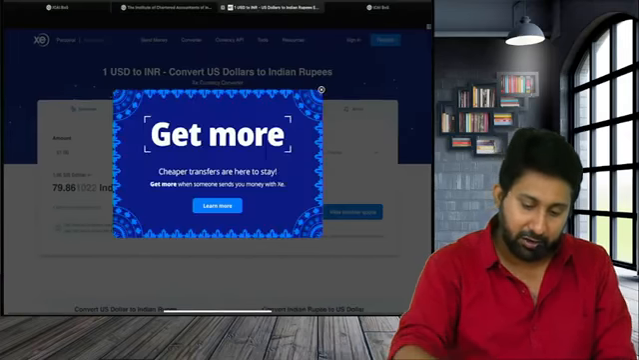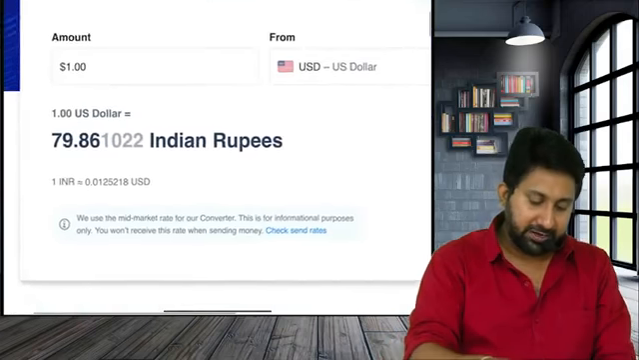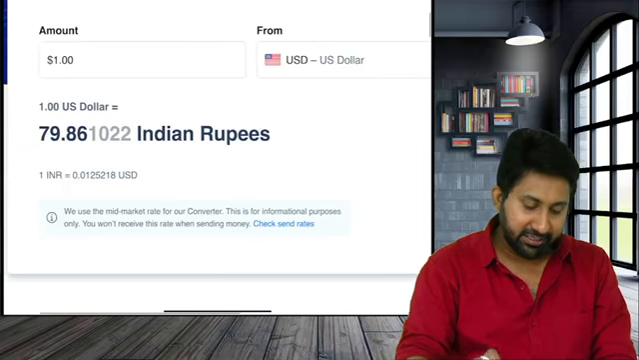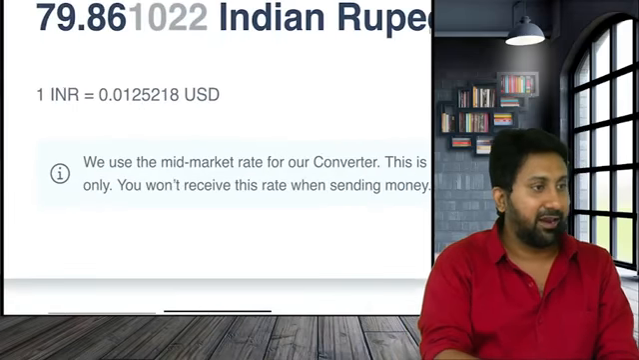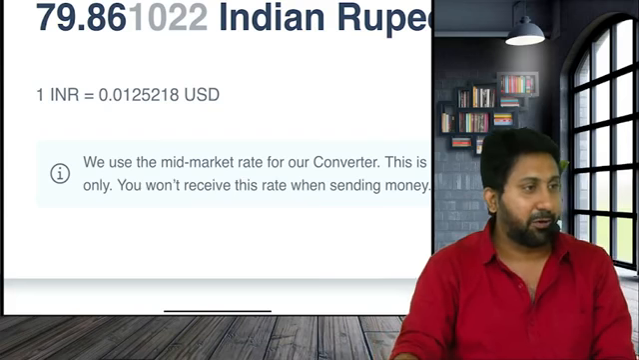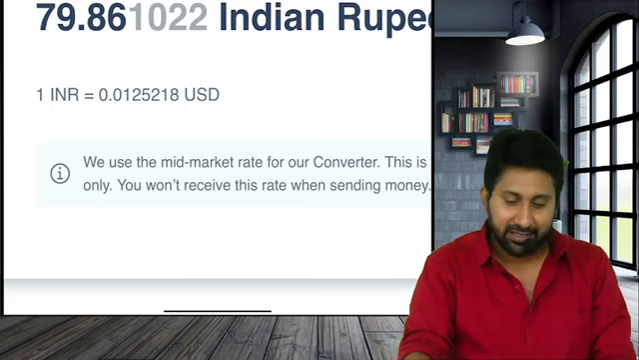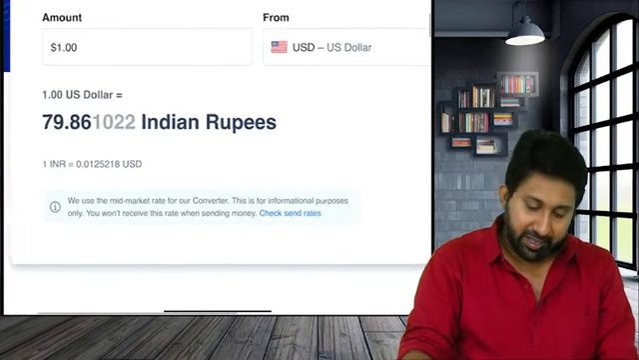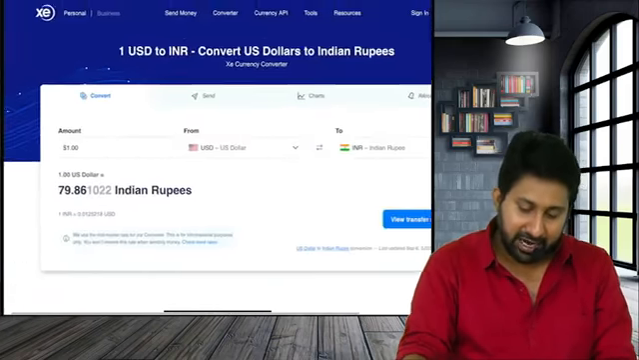Okay. $1 equal to 79.86. Simply, they have also given the indirect quotation. If you trade in USA, 1 rupee equal to 0.0125218 US dollars. Okay, this is the one. So this is the point that you need to understand.